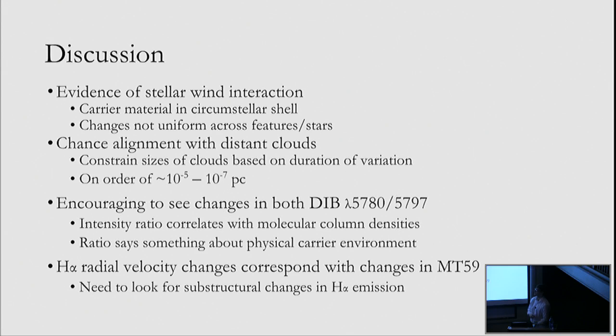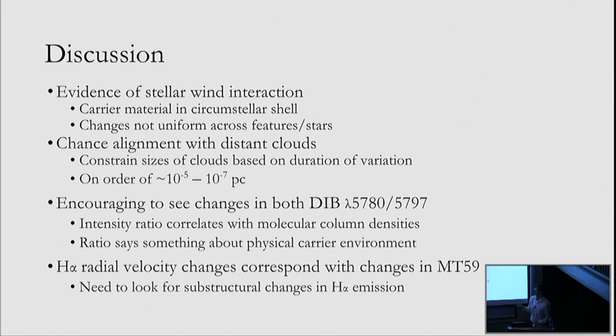However, it's possible to constrain the size of these clouds based on the timescales of the variation. And you can do this, and you get clouds on the order of quite small, 10 to the -5th, 10 to the -7th parsecs, assuming, to put a constraint, a velocity of maybe 1,000 kilometers per second of high velocity clouds. And this has to be the most wispy kind of small clouds, and they don't really generally travel at that kind of speed.